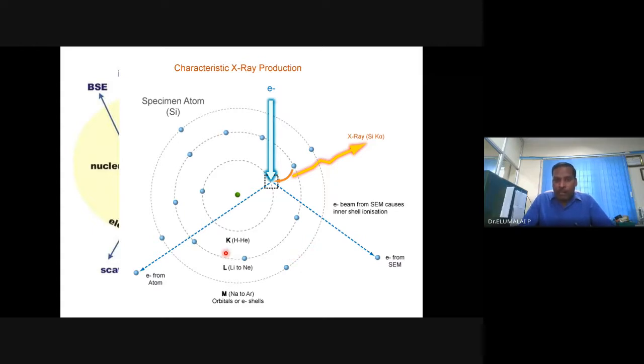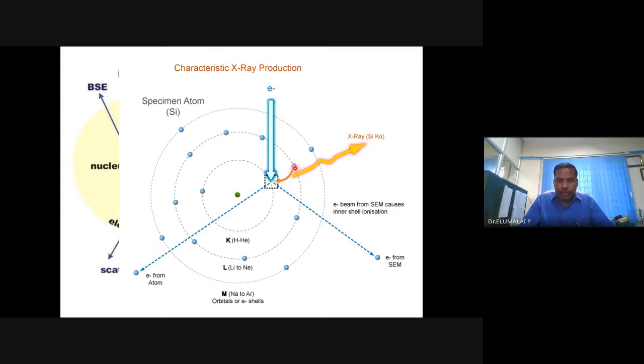This is one of the atomic models to explain the atoms. We have a nucleus, and the electrons are revolving on a particular path, maybe circular according to one atomic theory. In Niels Bohr's, it is also elliptical. The point is, electrons are revolving, and an electron beam coming from the source will hit the sample and can eject an electron. The electron revolving already in the shell can be ejected.